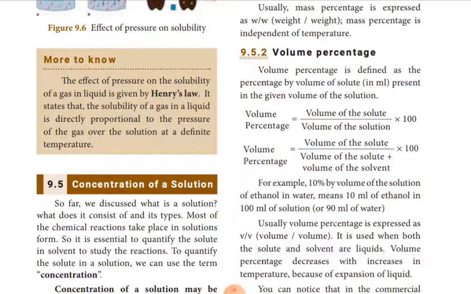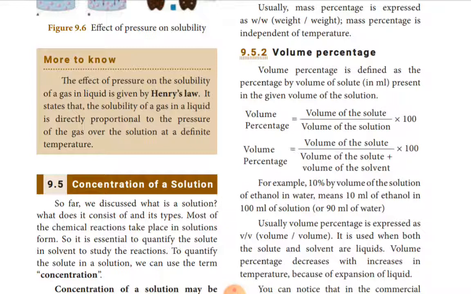So we can write volume of solid plus solvent into 100. One example is given. 10% by volume of solution of ethanol in water means 10 ml of ethanol in 100 ml of solution, or 90 ml of water. I am going to write this in the formula. The volume of solid is 10, the volume of solution is 100, into 100. We can cancel 100. So, 10% by volume of solution of ethanol.